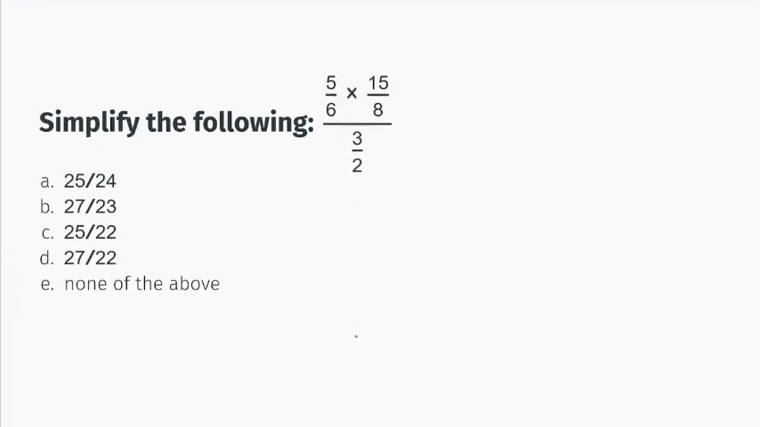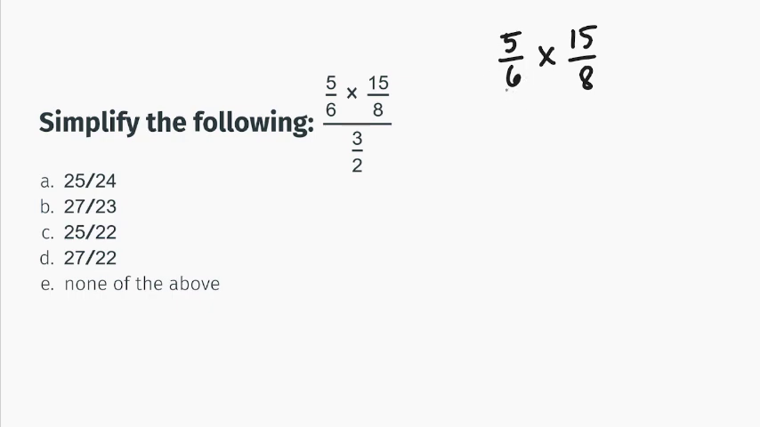Let's move on to the third part. The question is: simplify this expression. We have 5 over 6 times 15 over 8, all over 3 over 2. What we can do here is simplify first the numerator part. So let's see what we can do. We want to multiply this, so we are going to use the cancellation law. Recall that we can only cancel if we have common factors in the numerator and the denominator of these fractions.